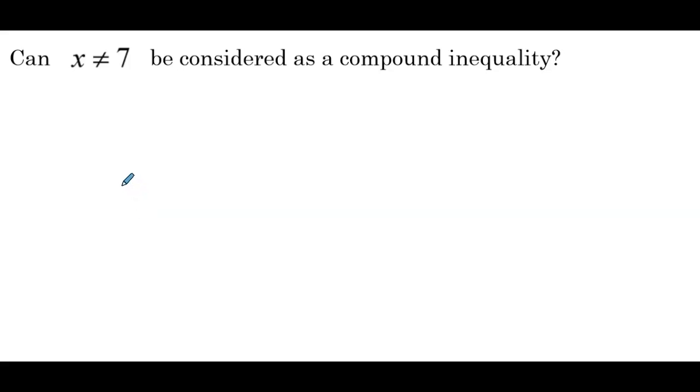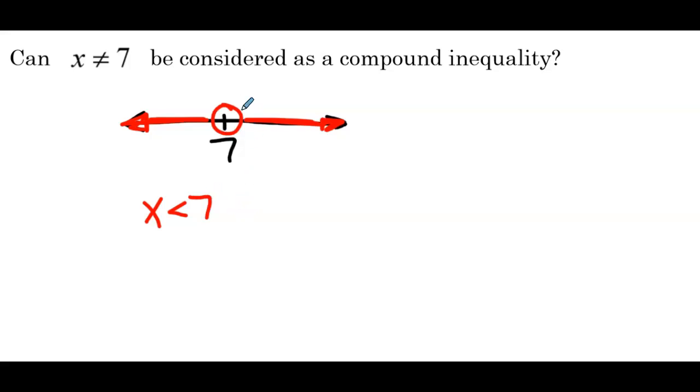Can x not equal to 7 be considered a compound inequality? Well, let's think about the number line or the solution set here. So we'd have 7, open circle, and we'd shade in both directions. If we look at the left side, we'd be looking at x is less than 7. On the right side, we'd be looking at x is greater than 7.